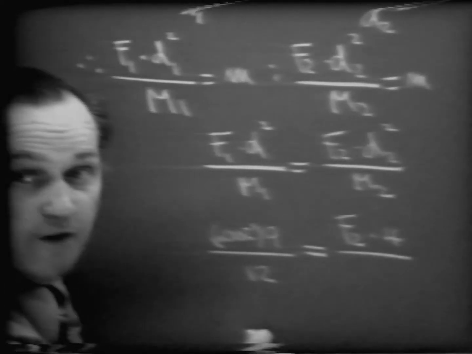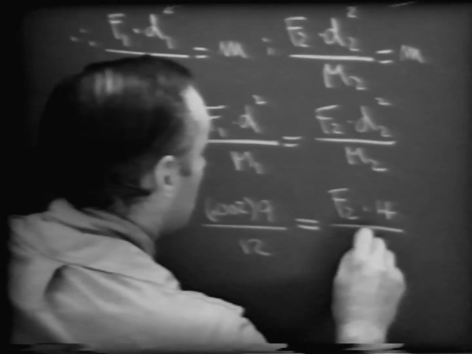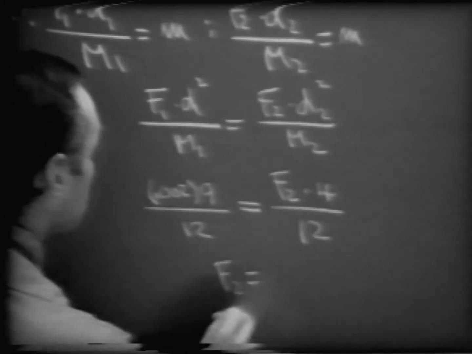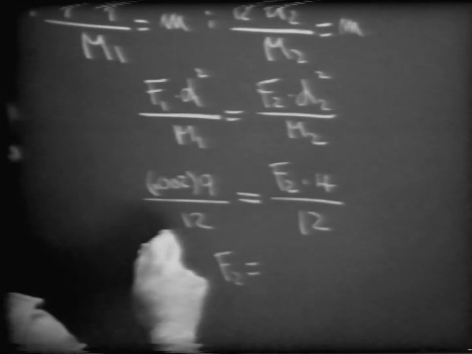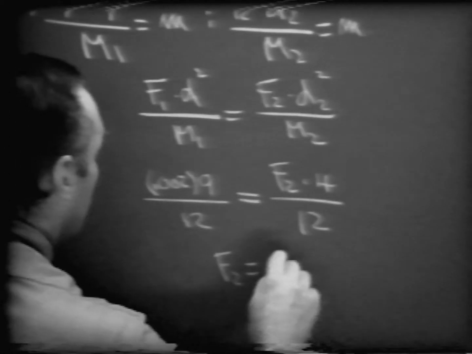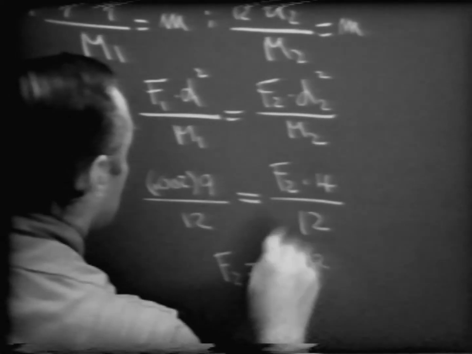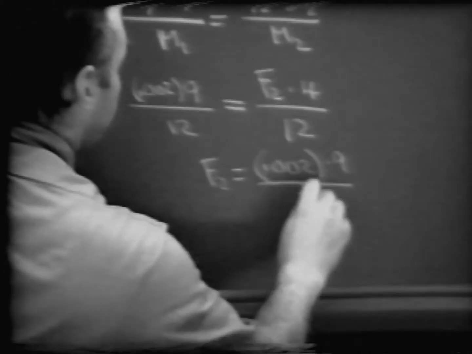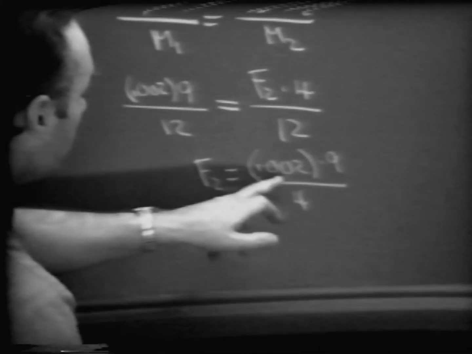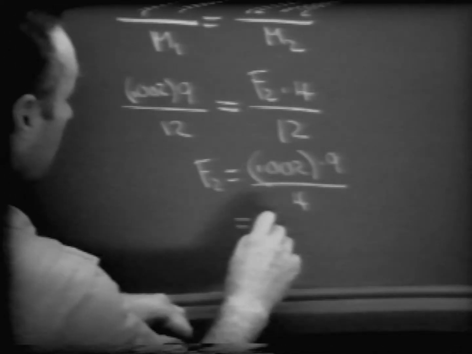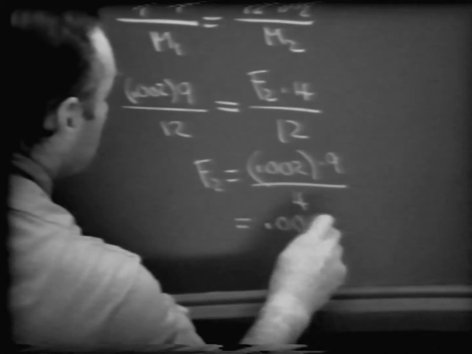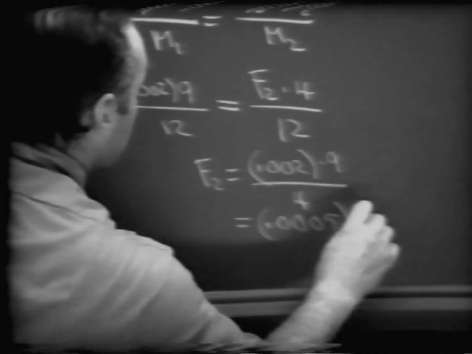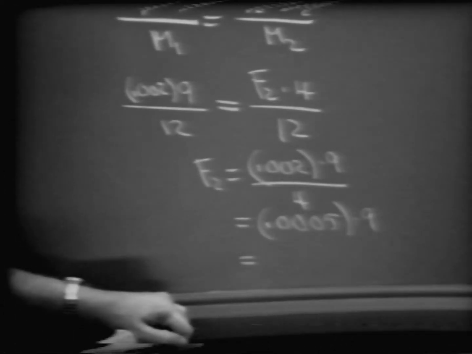And the product of their masses is still what? 12 kilograms squared. All right, now we're interested in solving this little sentence for F sub 2. And let's just multiply both sides by 12. Okay, and then we'll have what? 0.002 times 9 divided by what? By 4, all right? And now let's see, now 4 into 0.002 is what? 0.05 times 9. And what then is this equal to?